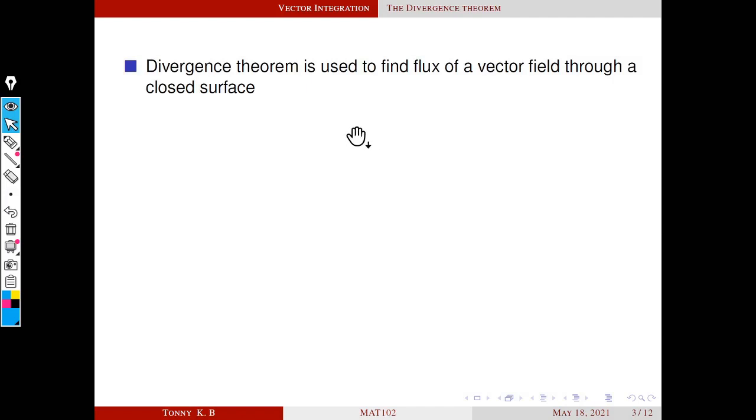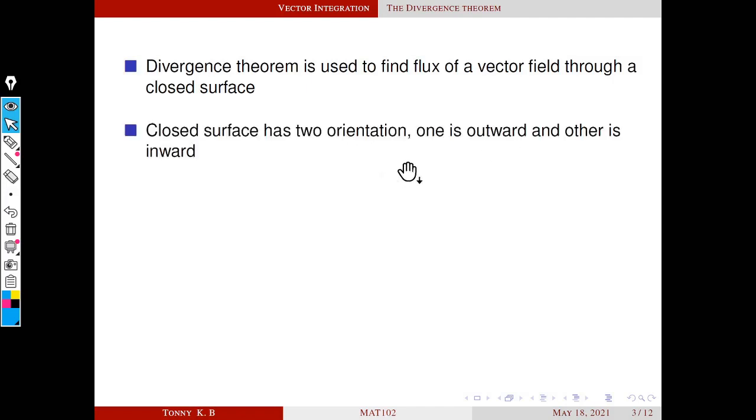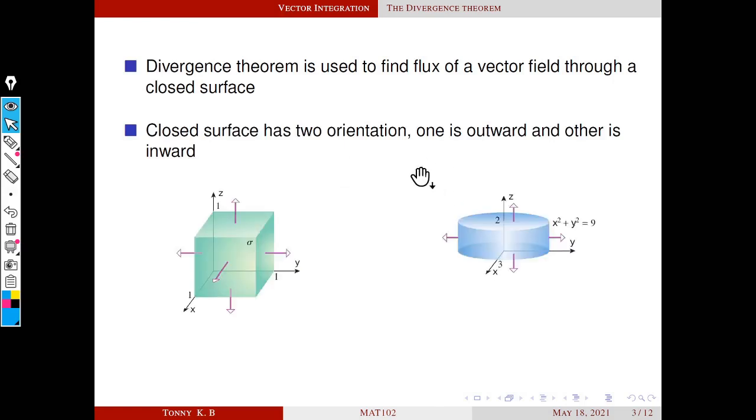Divergence theorem is used to find flux of a vector field through a closed surface. And it is clear that a closed surface has two orientations. One is outward orientation and the other is inward orientation. For example, consider this cube. Here sigma stands for the union of the six faces of this cube, not only this face. This surface has two orientations: one is outward orientation like this, the other one is inward orientation.